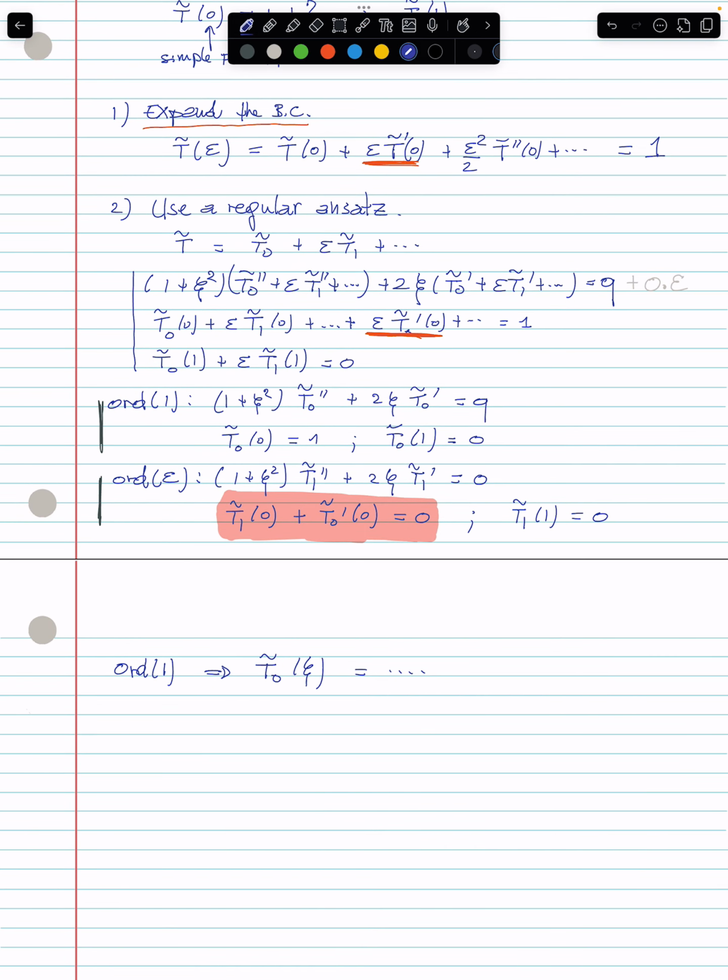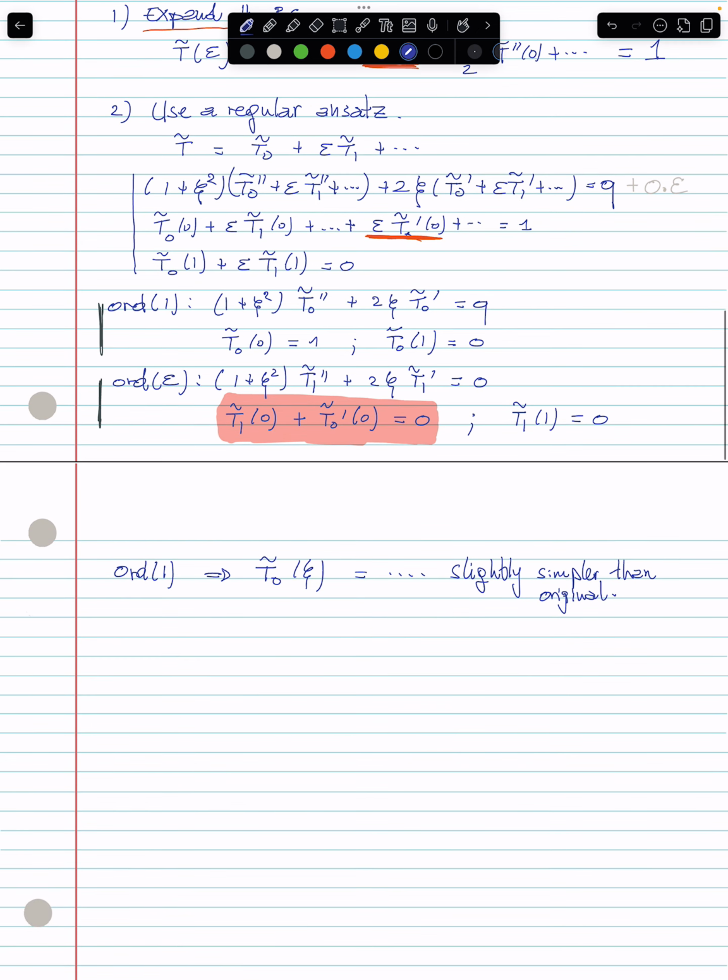So we do expect here something slightly simpler than the original problem. But it's okay. I don't write the full solution here. We will see that in a minute. And then we can go to the next order, order epsilon, and we can get T1 tilde as a function of xi.